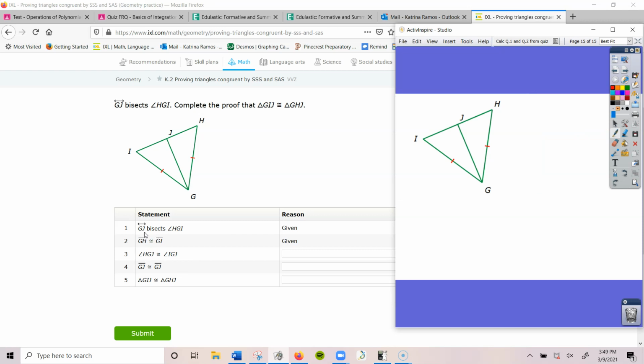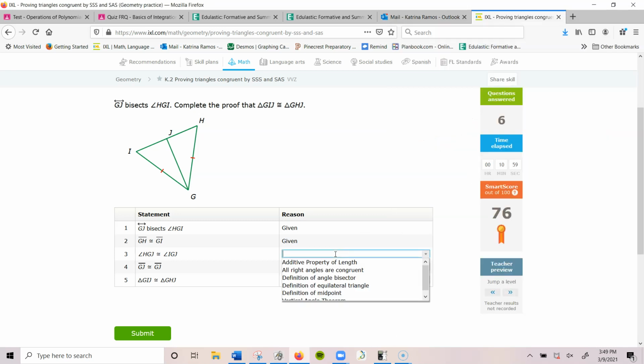All right, so JG bisects angle HGI. If it bisects, that means this angle must be the same as this angle, because that's the definition of an angle bisector. GH is congruent to GI, and that's given, already marked for us. Now it tells us angle HGJ is congruent to IGJ. I already have that marked, and that's the definition of an angle bisector.